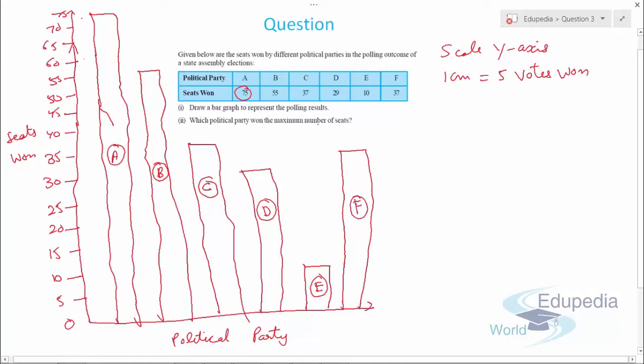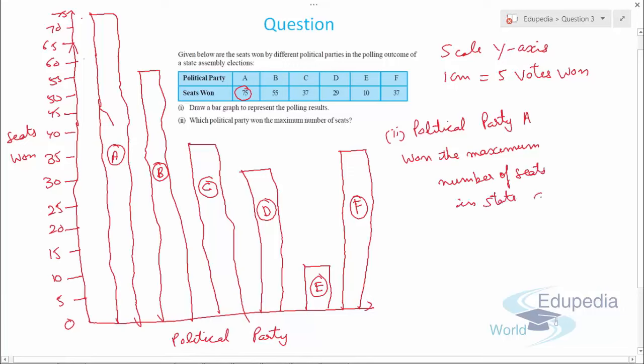Now this is how we draw the bar graph for the polling result. Now the second part is which political party won the maximum number of seats. You can see properly the highest seats were for A, so for the second part we can write political party A won the maximum number of seats in the state assembly elections, right? So this is how we have to do the questions when the data is given, right?